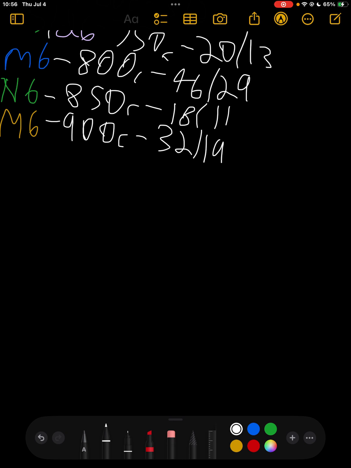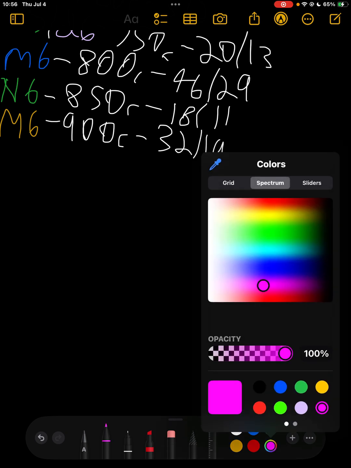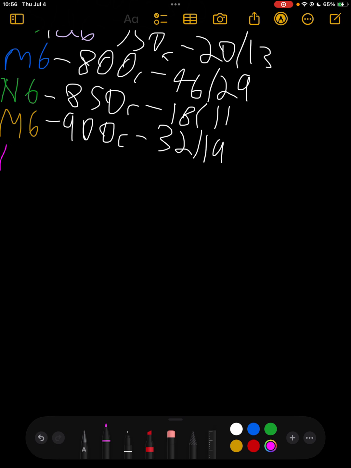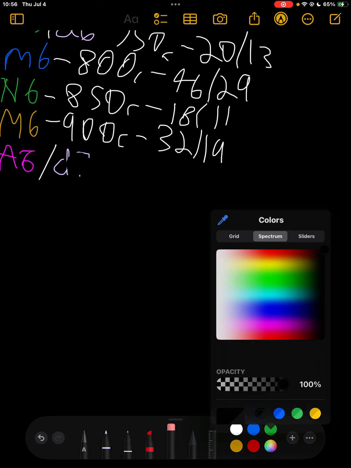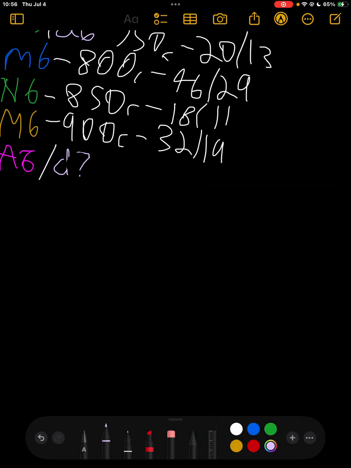Now for the augmented sixth or diminished seventh, also known as a super major sixth or sub minor seventh. I prefer this naming scheme. Augmented, diminished, I prefer those. Let me actually erase that. So, augmented sixth, diminished seventh. That would be 950 cents.